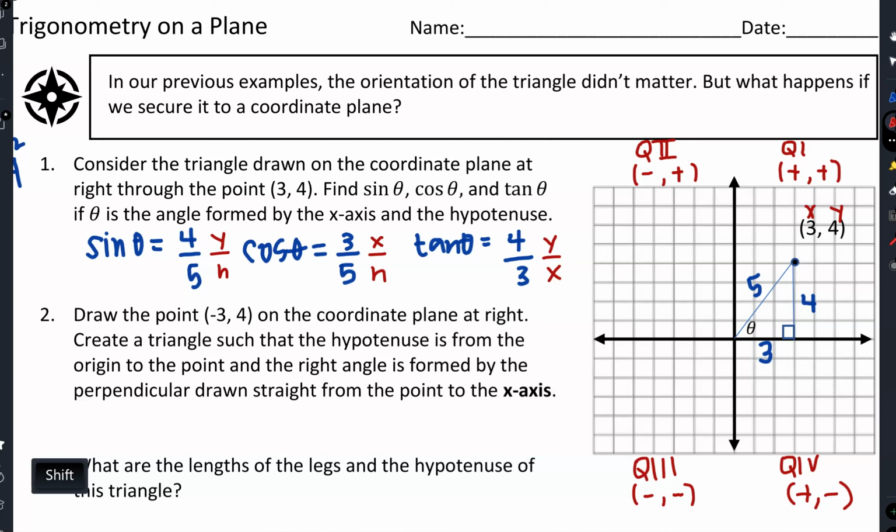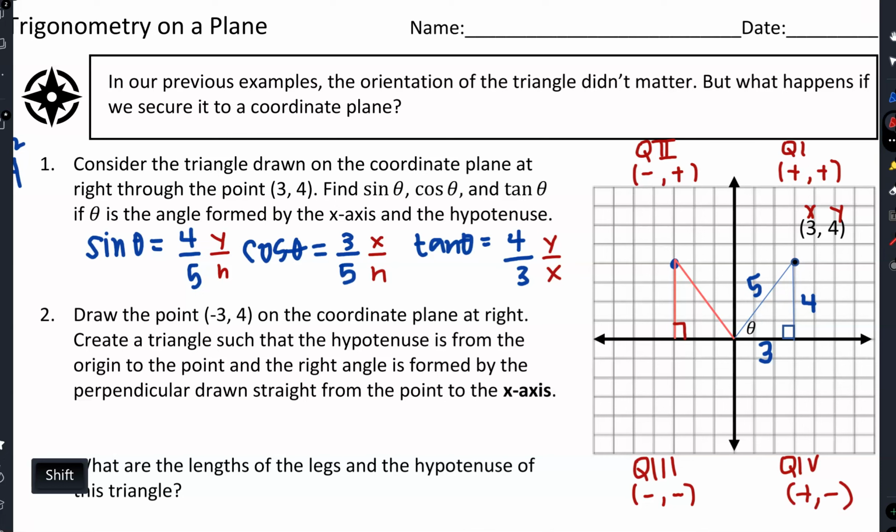All right, so what about if we draw the point (-3, 4)? So instead, we're going to go this way: 1, 2, 3 to -3, then 1, 2, 3, 4. So it's going to be right here. Now create a triangle such that the hypotenuse is from the origin. And then my leg goes and makes a right triangle with the x-axis. So this is a right angle here.